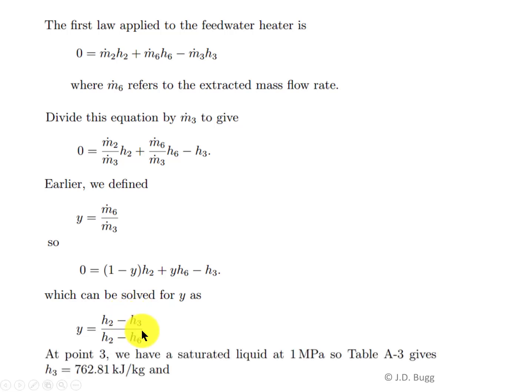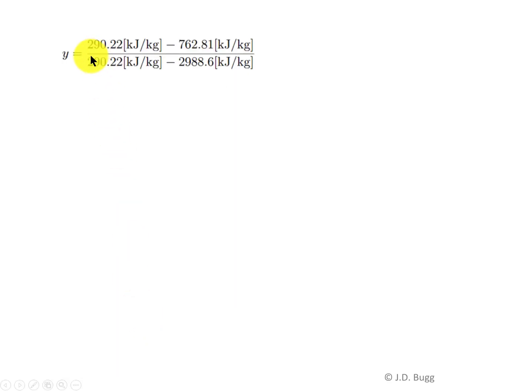The last of these enthalpies that we need to figure out is h3, and if you look back, point 3 is a saturated liquid at 1 megapascal. So table A3 will give us an enthalpy value for that of 762.81. So we can get our extraction fraction by putting those 4 enthalpy values in, and that works out to 0.17514. So 17.5% of the steam delivered by the steam generator is extracted between the two turbines.